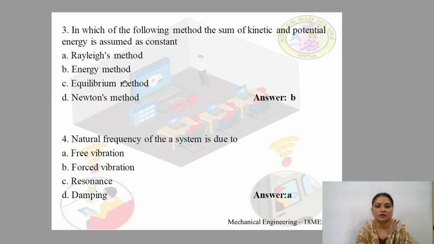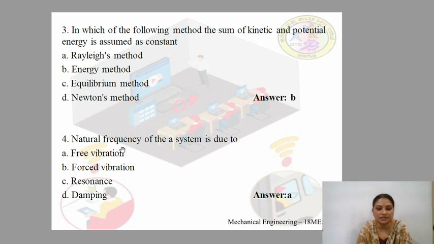Now the next question is on the different methods. In which of the following methods is the sum of kinetic energy and potential energy assumed as constant? Just now we have solved 3 problems on the energy method. The energy method formula is that the sum of kinetic energy and potential energy is equal to a constant. Among the options given, A is Rayleigh's method, B is energy method, C is equilibrium method, D is Newton's method. So the right answer will be answer B.